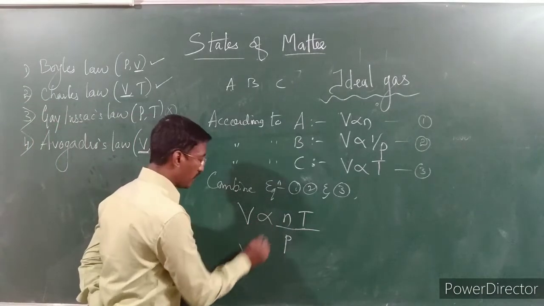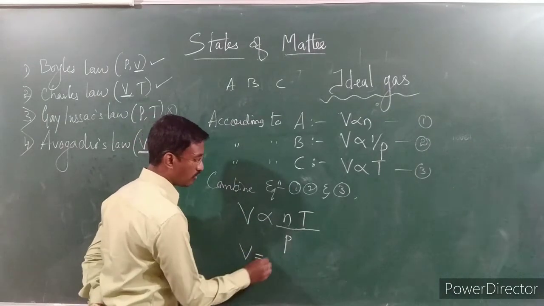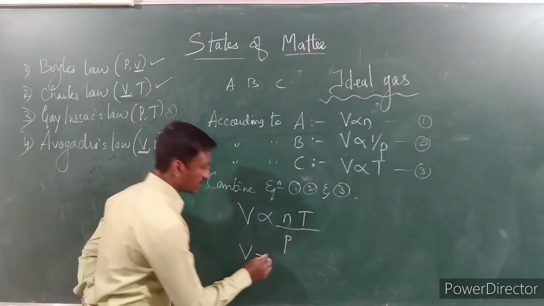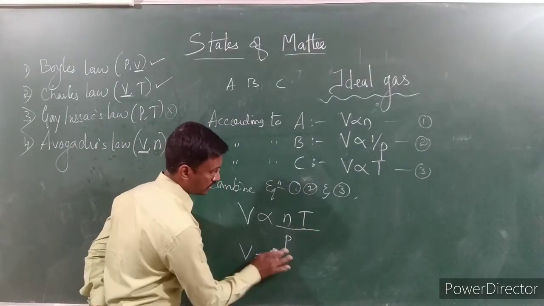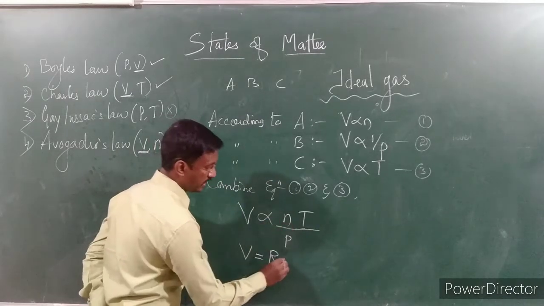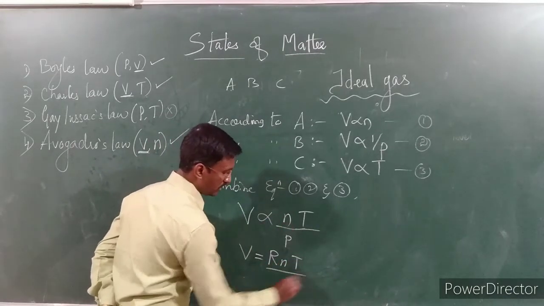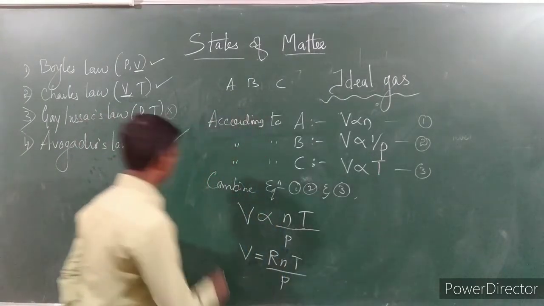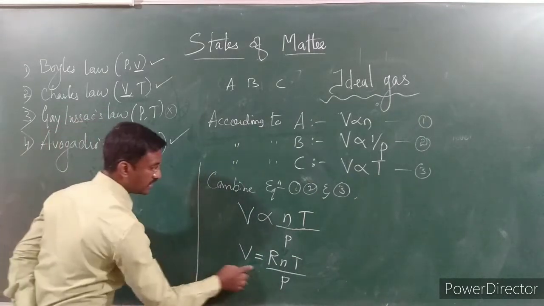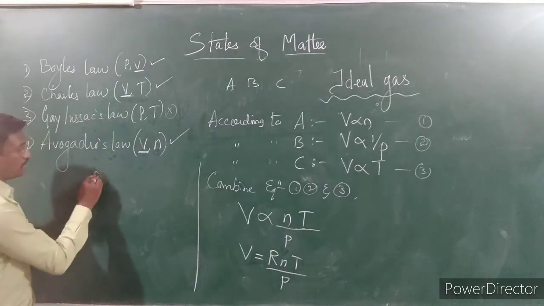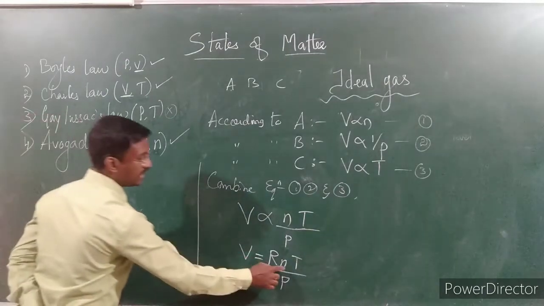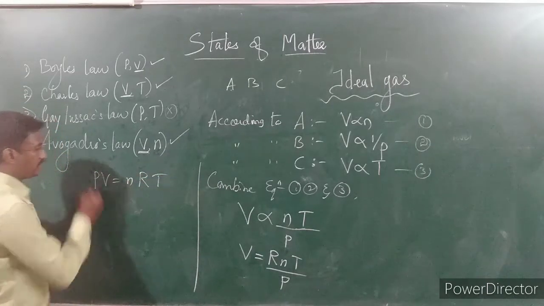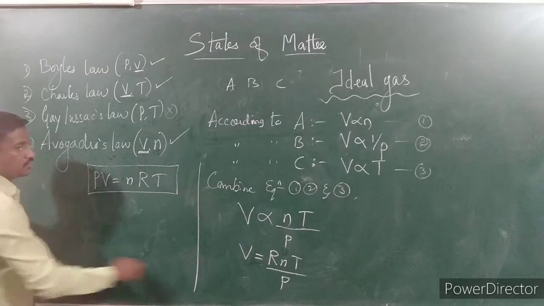Introducing a constant, V is equal to a constant. In the previous case we took the constant as K. Now here we are going to take the constant as R. So V equals R into N into T divided by P. I am sending this P to the left side. Therefore, what happens? P into V is equal to R N T. I can write it however I want; first I will write N, and then R T. Are you getting this?